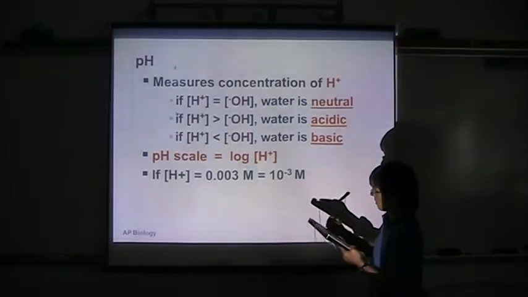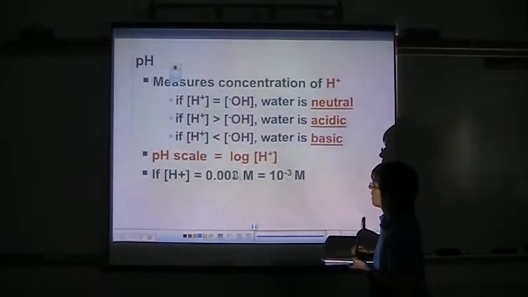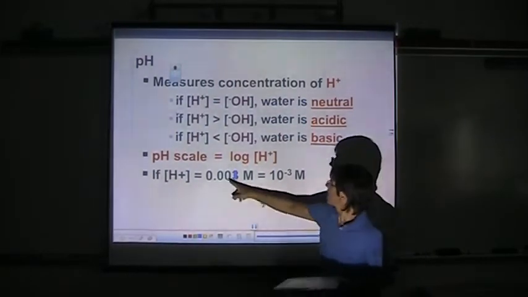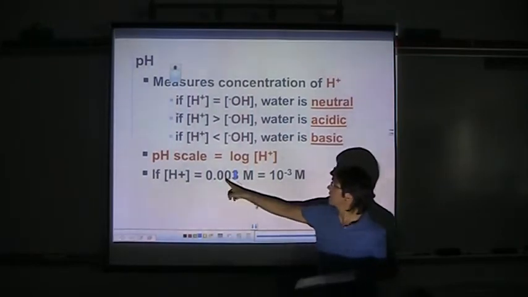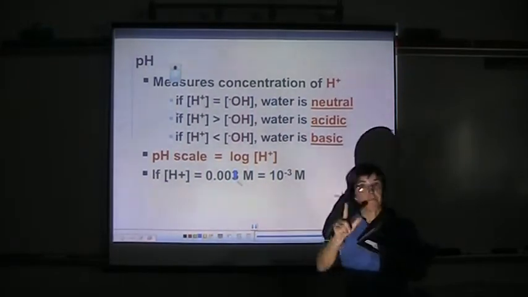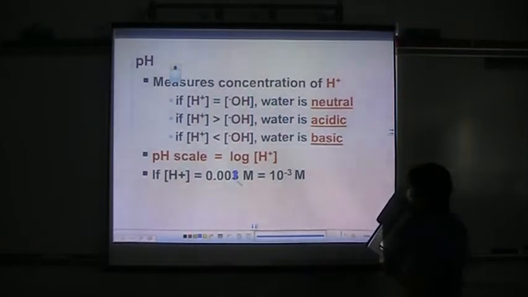Oh, wait a minute. I screwed up here. This should be a 1. There you go. So, 10 to the minus 3. 1, 2, 3, 10 to the minus 3. Got it? So, we have a concentration of 10 to the minus 3.